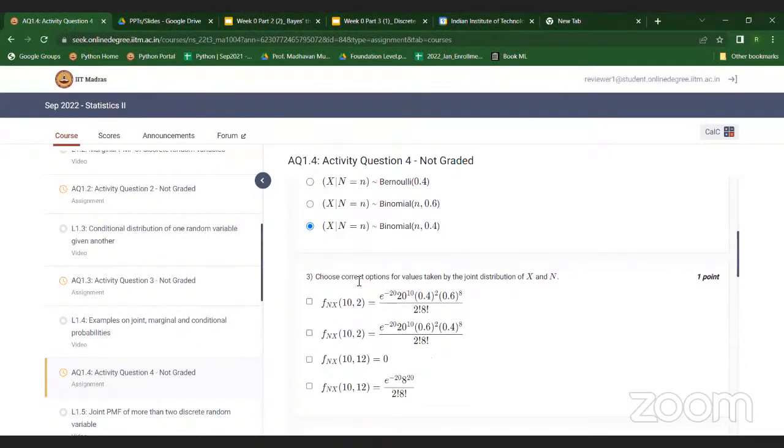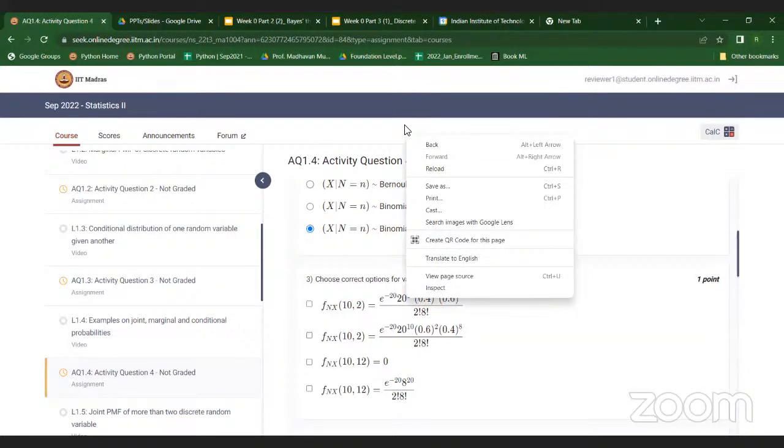So they're asking for this: choose the correct options for the values taken by the joint distribution. f_N,X of (10, 2) means the number of customers that arrived is 10, and the number of purchases that were made is 2. It's going to be e power minus 20. Okay, let's just compute this.